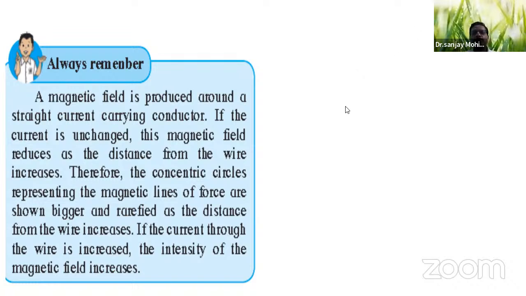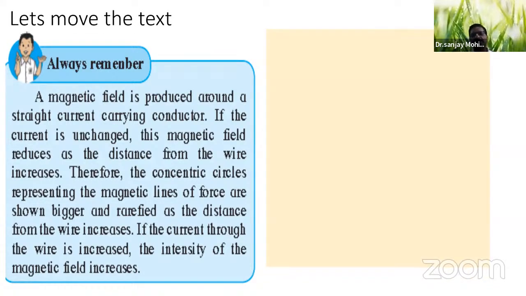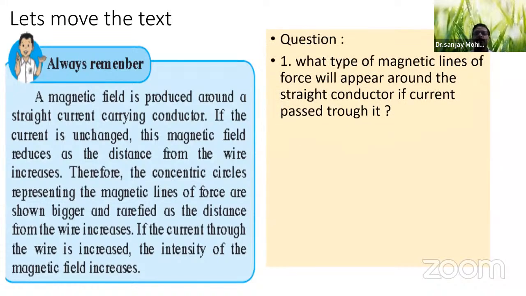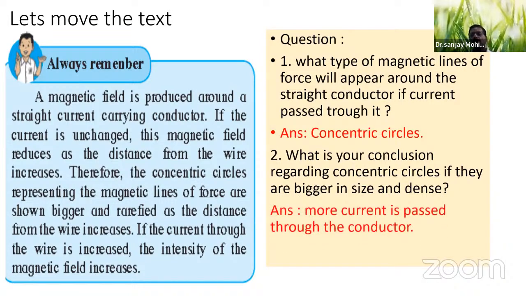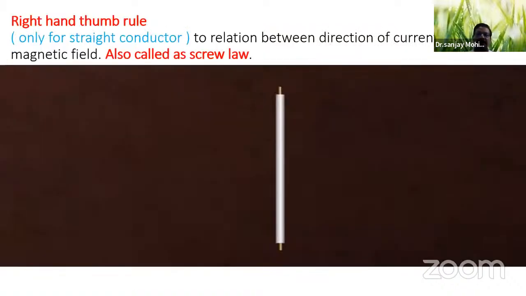So what type of questions are going to be asked, particularly based on this passage? The question can be asked: what type of magnetic lines of force will appear around the straight conductor if the current is passed through it? Just as we learned in the previous part, it's concentric circles. And what is your conclusion regarding the concentric circles? If they are bigger in size, or if the radius is bigger and it becomes more dense, then more current is passed through the conductor.